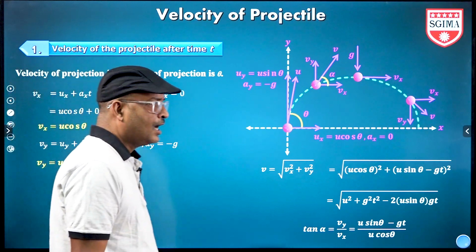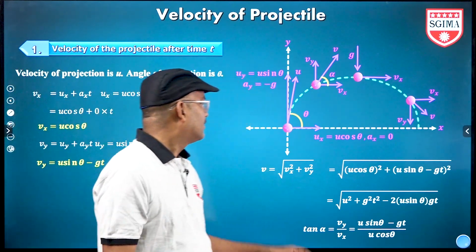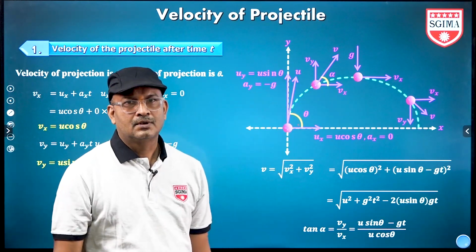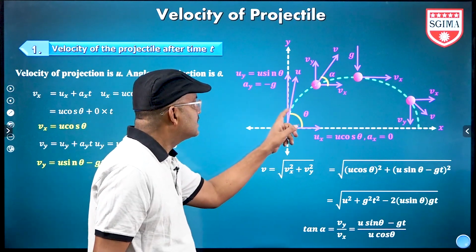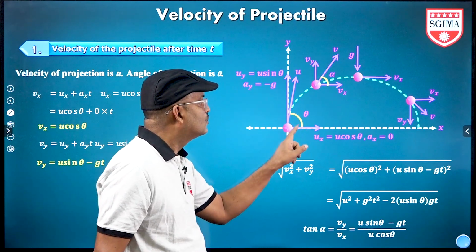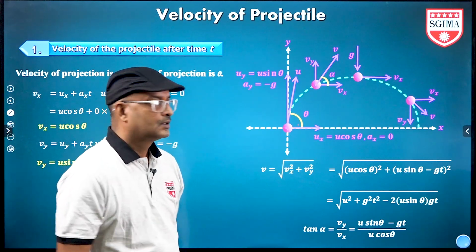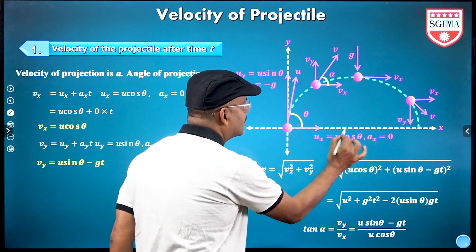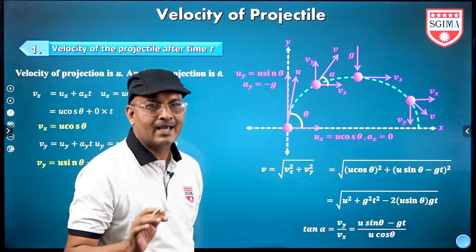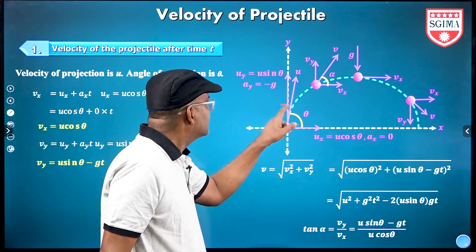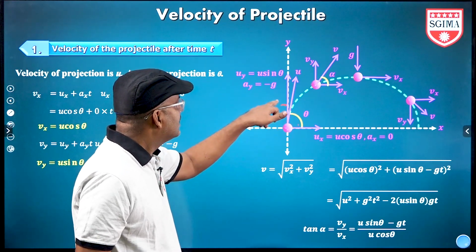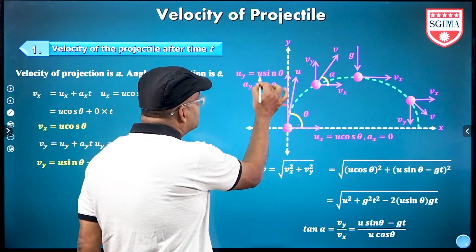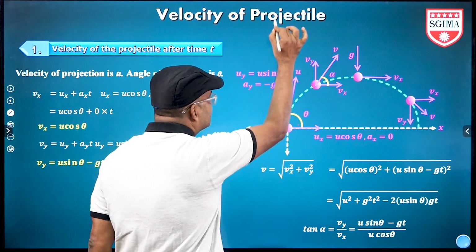See, I project a body by making some angle theta with the x-axis with velocity u. This velocity can be resolved into two components. Along the theta side, u cos theta is the horizontal component, represented by ux. The other is the vertical component, uy equal to u sin theta, along the y-axis.